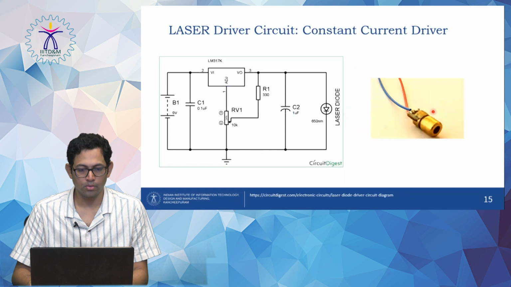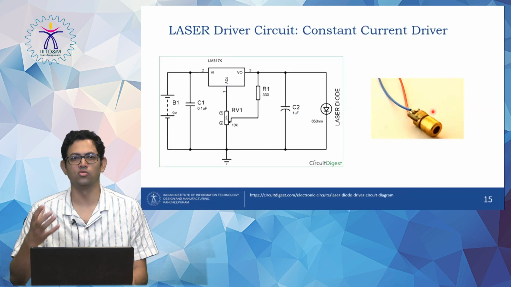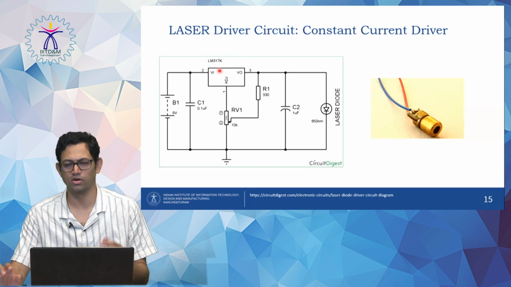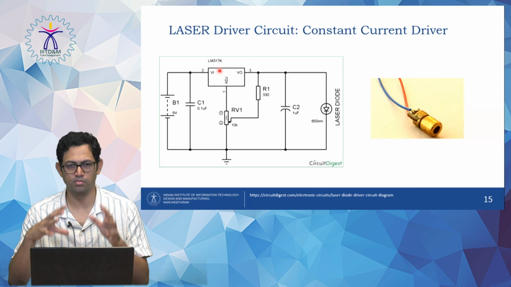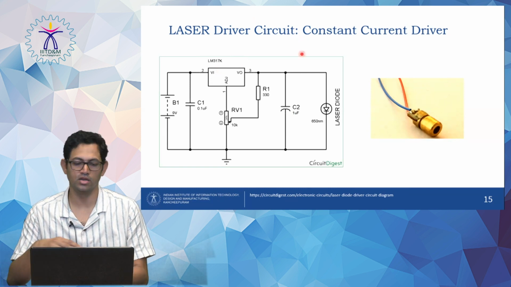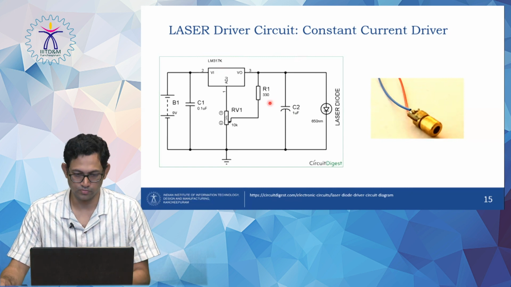Now, to drive the laser, again you need to make use of a constant current driver circuit. One of the ways is to use LM317. That's what most people use. It's a very simple driving circuit, but if you want to make a more suitable driving circuit, then there are other ways to do that as well.